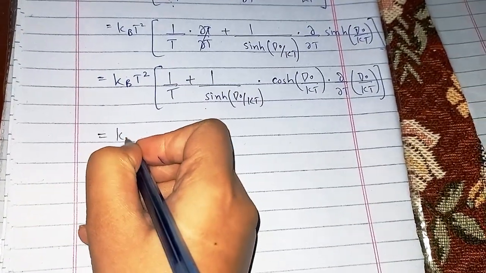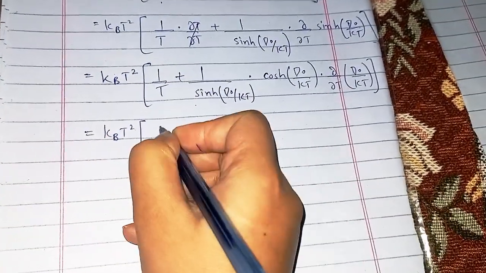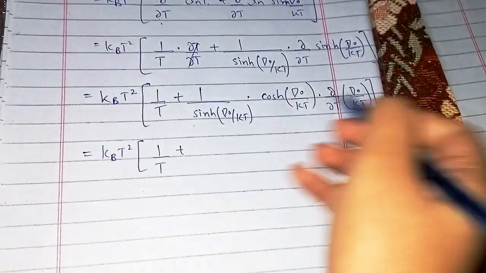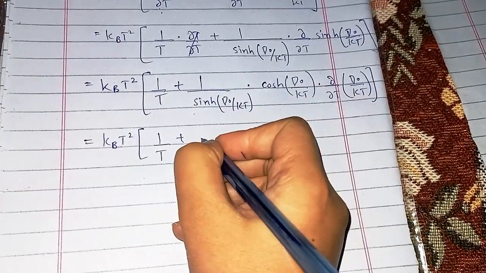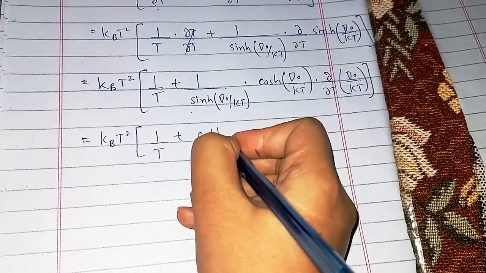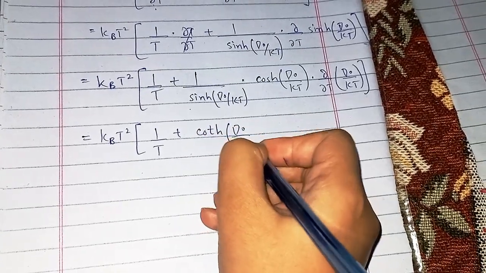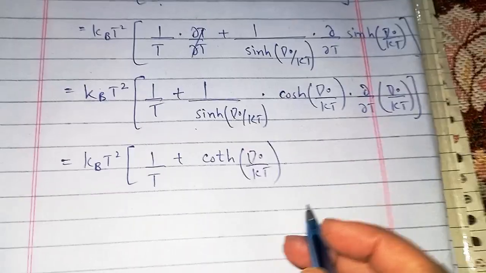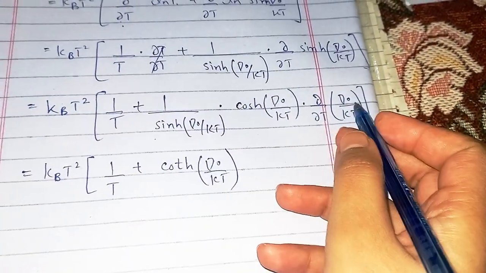Here the variable is t, not δ₀. Keep that in mind. And we have plus, this is cosh and this is sinh. Cos over sine is what it is, coth(δ₀/kt). Sine over cos is tan, while cos over sine is cot. Then partial by partial t on δ₀/kt.